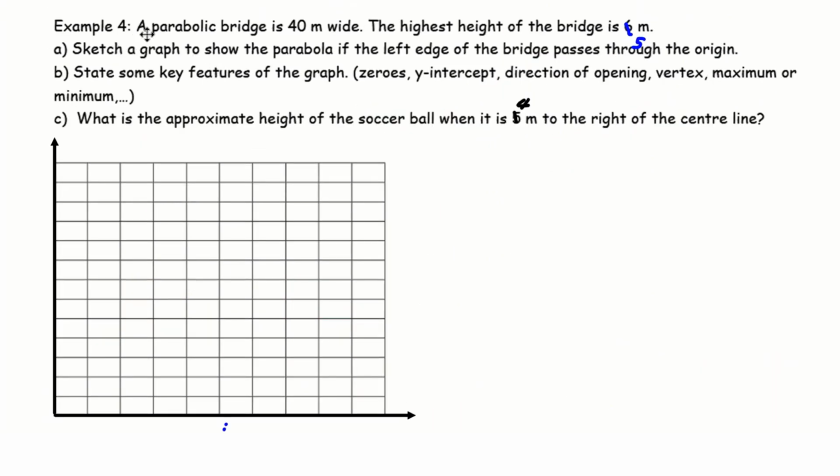So let's do the last example. A parabolic bridge is 40 meters wide and the highest height is 5 meters. Sketch a graph to show the problem if the left edge of the bridge passes through the origin. So it means we are going to start from the left of the bridge, and the bridge is 40 meters wide, so we are going to label it by 5.